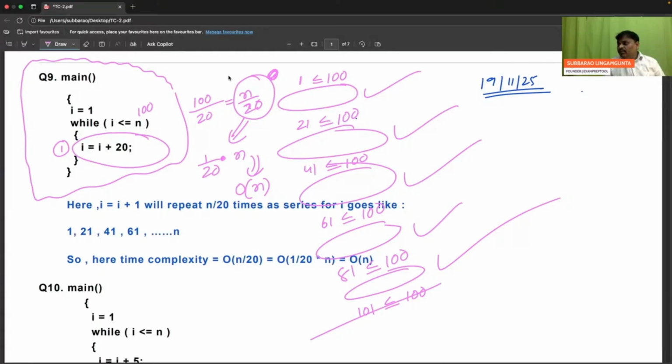What is the difference between these three symbols? In further classes, I will explain what is big O, what is omega, what is theta, what is the difference. I will say afterwards. As of now, assume all three are the same.